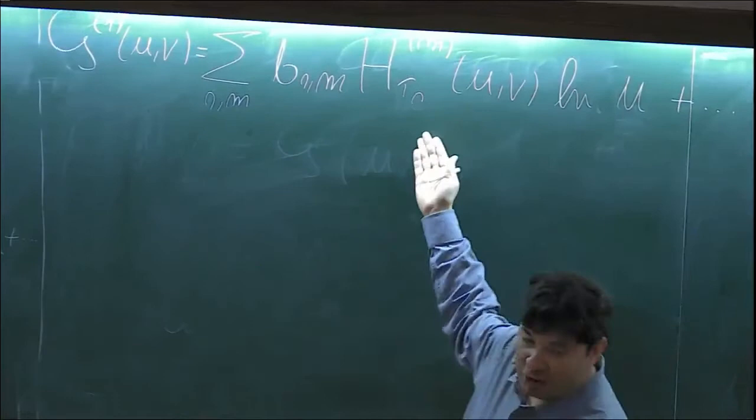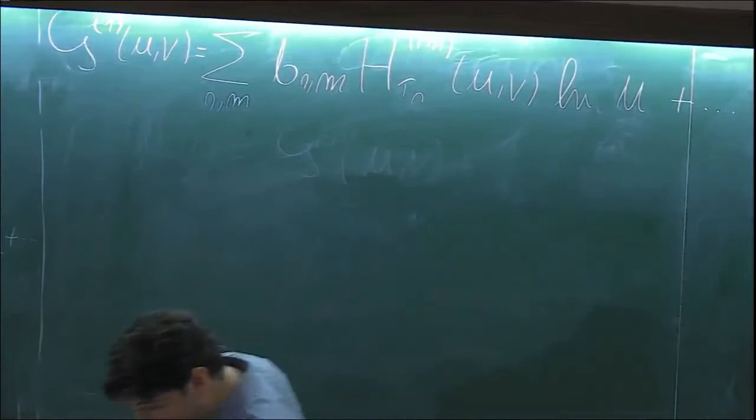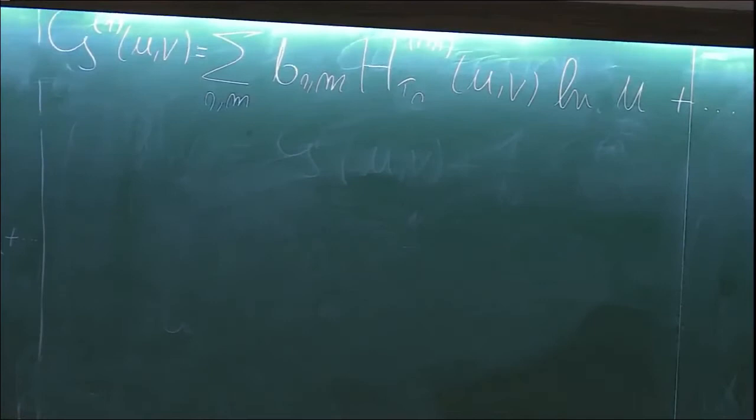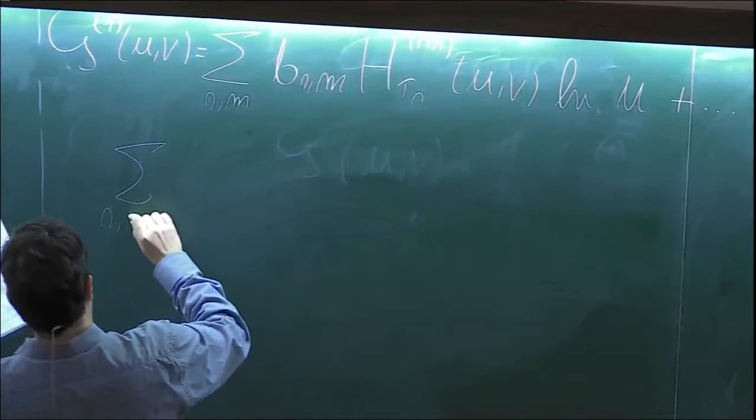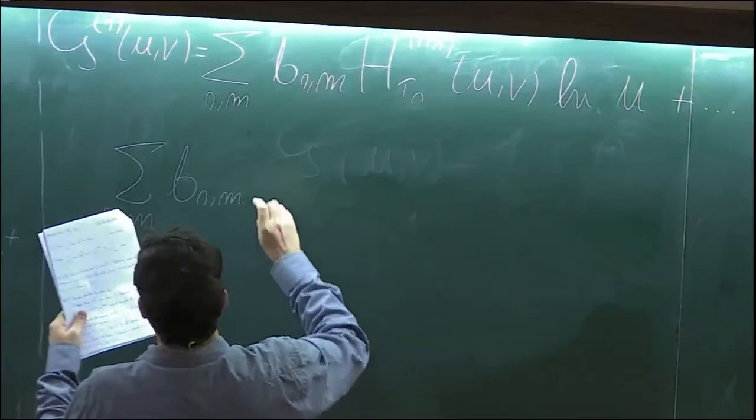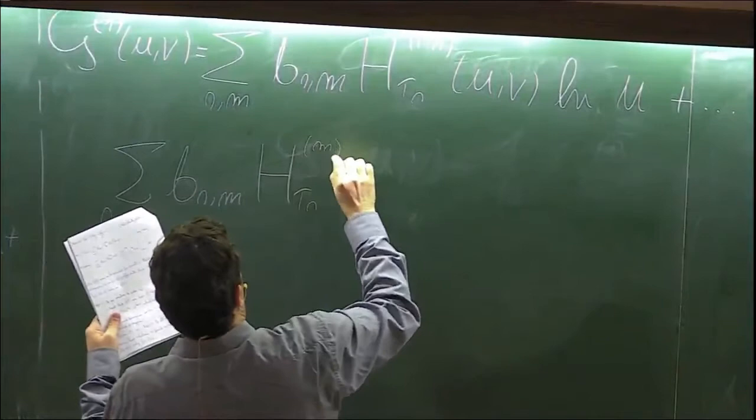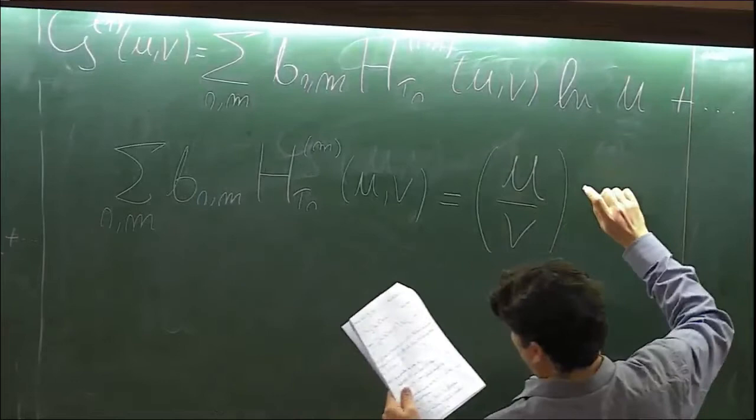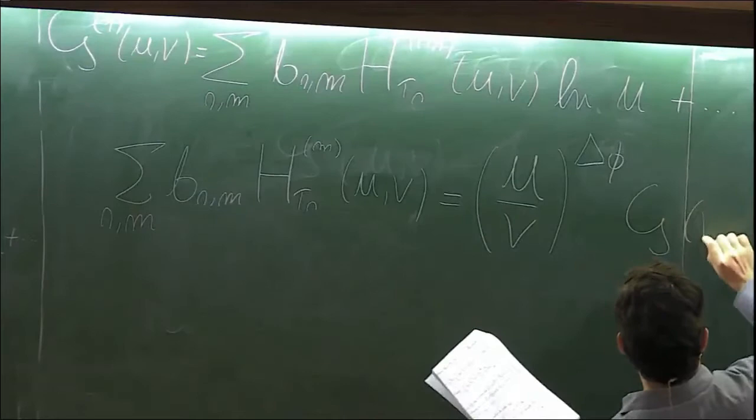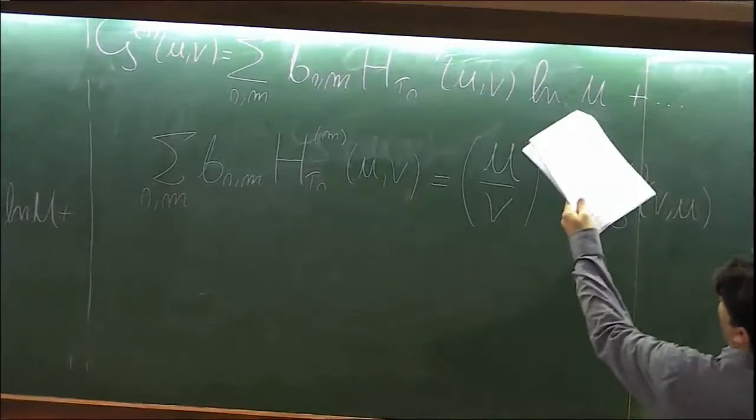But the statement is that the piece that goes like log u is always a linear combination of these functions, H UV, right? But now, again, we are puzzled for a little bit, but then crossing comes to our help. Because crossing symmetry tells you, but then it means that the sum over nm of B n m H tau N M UV has to be necessarily U over V to the delta phi G V U. And here I have to look only at the log U piece.